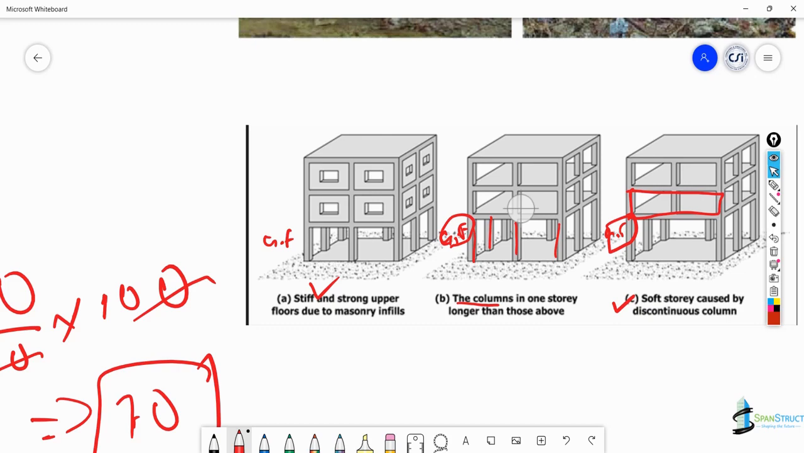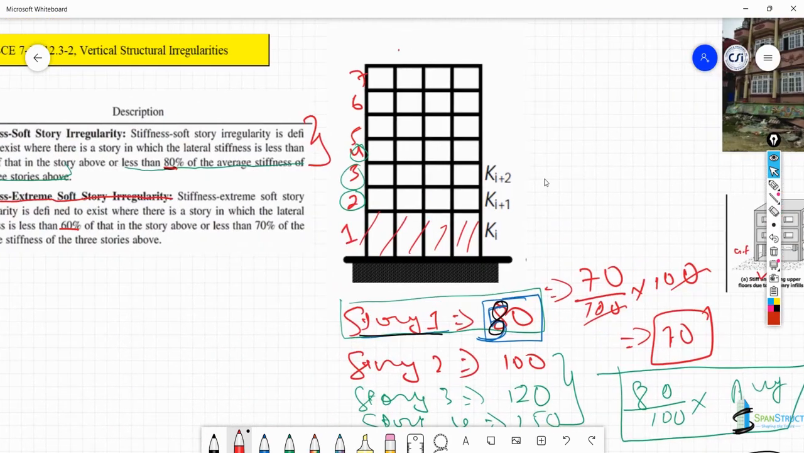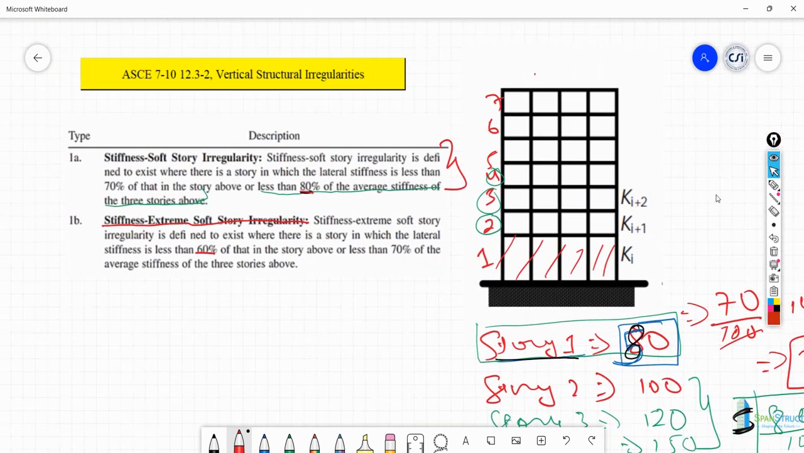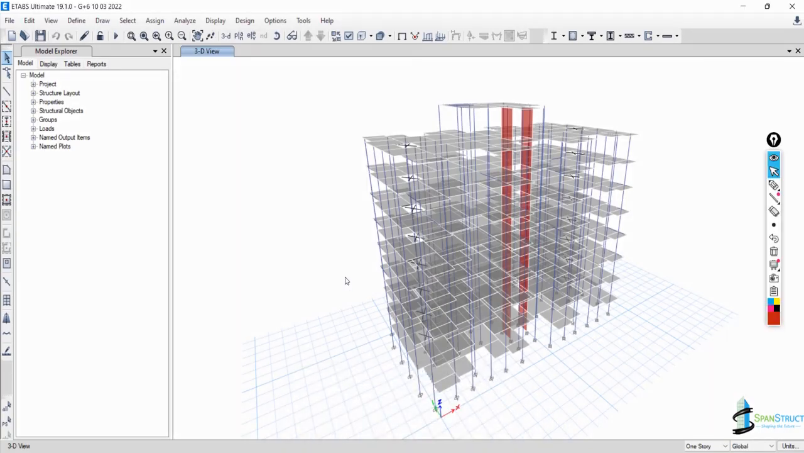Now this is the end of the part where we studied the theory of the soft story. In the next part, we are going to apply the soft story check in our project and find out whether our story comes under the soft story. If it is not, then it is very good, and if it comes under the soft story or the extreme soft story, I will tell you the remedy for it.